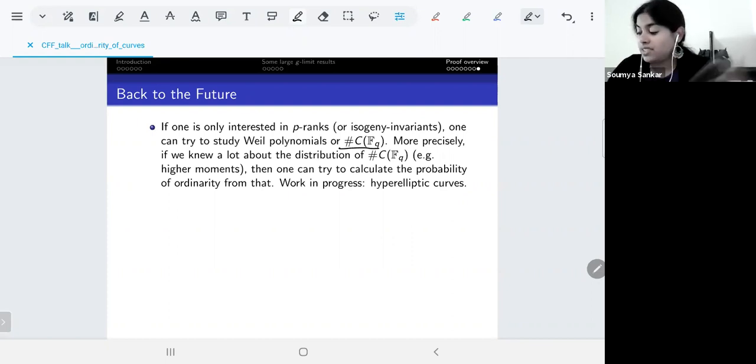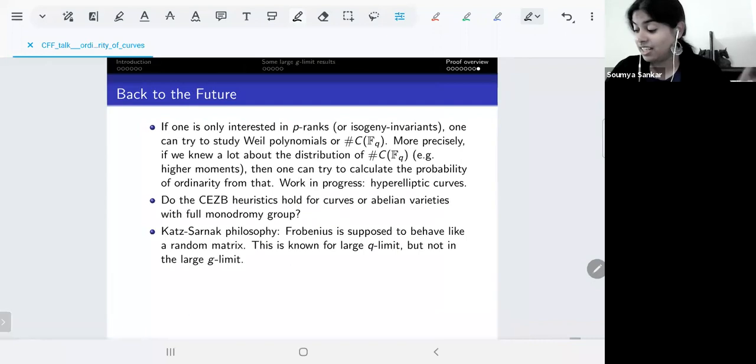So this is work in progress for these hyperelliptic curves, mostly because a lot is known about the distribution of CFQ for hyperelliptic curves. This is again something that Alina mentioned in her talk, which is the work of Kurlberg and Rudnick, which also gives you some information about the higher moments of this quantity. And so you can use that as input and try to say something about P ranks.